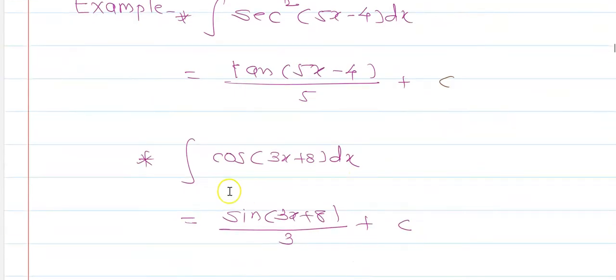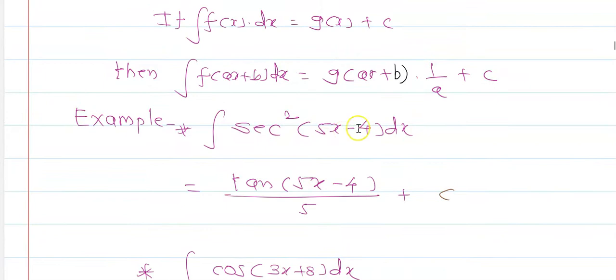Now the next example. Again, I will write one more example: cos of (3x plus 8) dx. What is the integral of cos? The integral of cos is sine. Therefore, the integral of cos of (3x plus 8) is sine of (3x plus 8) upon the derivative of 3x plus 8. What is the derivative of 3x plus 8? The derivative of 3x plus 8 is 3. Therefore, here is a 3.